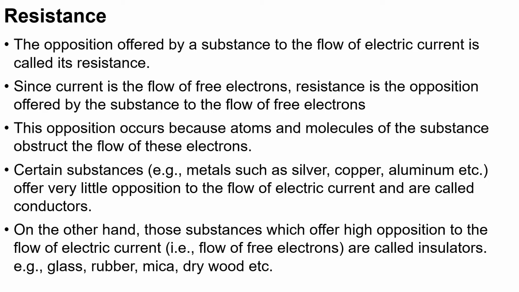Certain substances, like metals, such as silver, copper, aluminium, offer very little opposition to the flow of electric current and are called conductors. On the other hand, those substances which offer high opposition to the flow of electric current are called insulators. Glass, rubber, mica, dry wood are some examples of insulators.